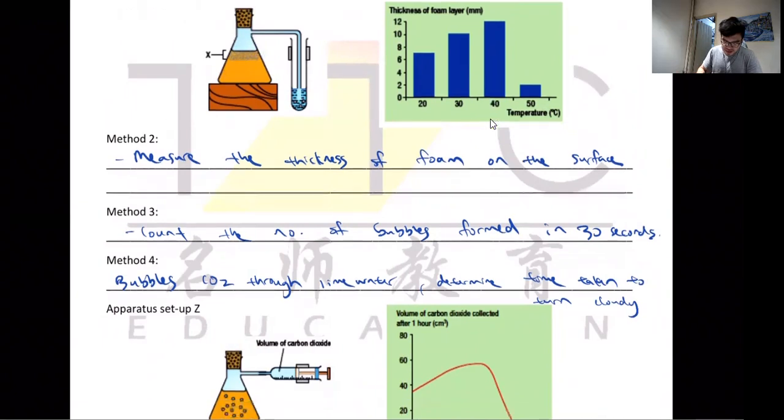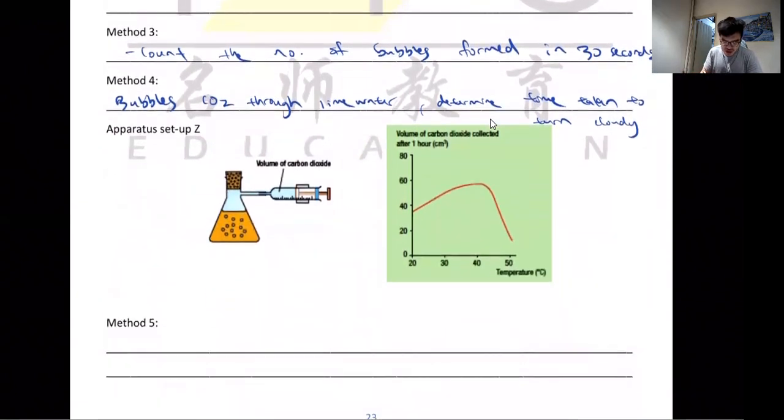All right, so the last one, this is the most straightforward. You just collect this in a syringe. So you measure the volume of carbon dioxide released in, give it a time, how long is it? 1 hour. Mengukur isi padu karbon dioksida dibebaskan dalam 1 jam. In 1 hour, how much do they release? Now, this is the most scientific one because you can actually see the volume.